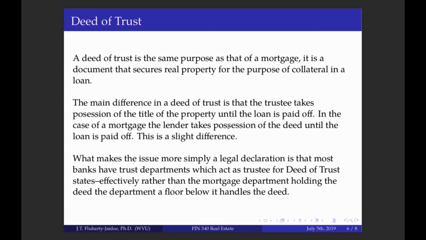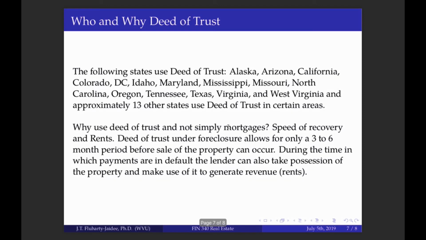That's the difference. Now, this is even made more silly because today most banks have a trust department. And simply, if they're going to make the loan, they appoint the trust department to be the trustee under a deed of trust state. And under a mortgage state, they simply let the bank or lender keep the mortgage. So the title is still being held in the same building, it's just on a different floor. Okay? So this is a very almost silly legal distinction as to what makes a difference between a mortgage and a deed of trust, except there are some other reasons deed of trust is slightly different.